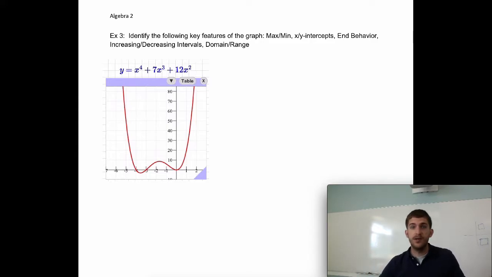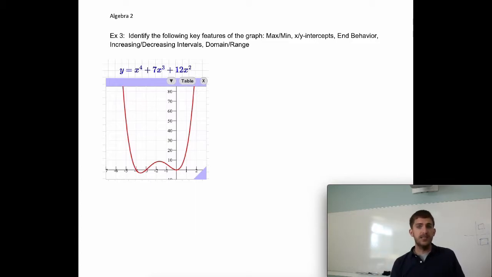Alrighty, so for this example, there's a lot going on here. I'm actually going to ask us to do a little bit more than is already on there. So it says identify the following key features of the graph: max, min, x and y intercepts, and behavior, increasing and decreasing intervals, and the domain and range. There's a lot going on here. We're going to try to take this piece by piece.